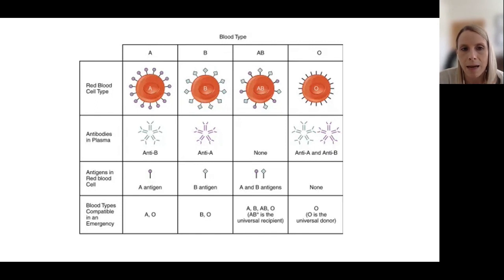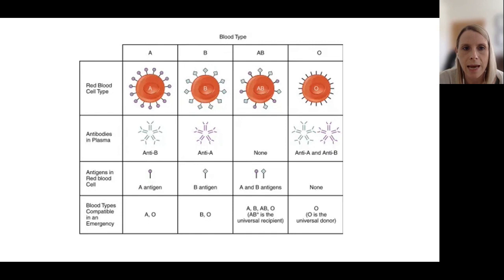The AB blood type, you can see, has got A and B antigens on the surface, but no antibodies within the plasma. And we describe this blood type as the universal recipient. So this person with AB can be given any type of blood because they've got no antibodies within the plasma that can then cause the red blood cells of the donor to be broken down.